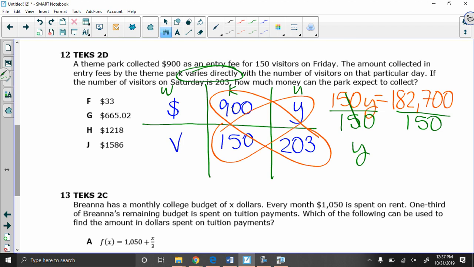We get y equals $1,218, which is letter H.